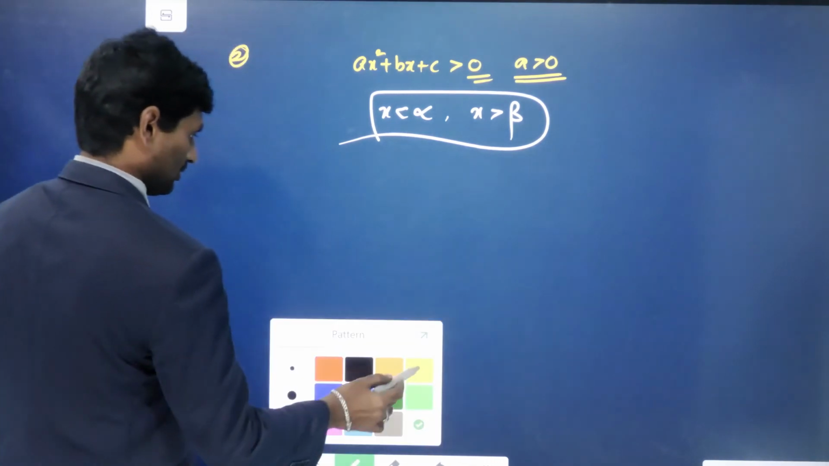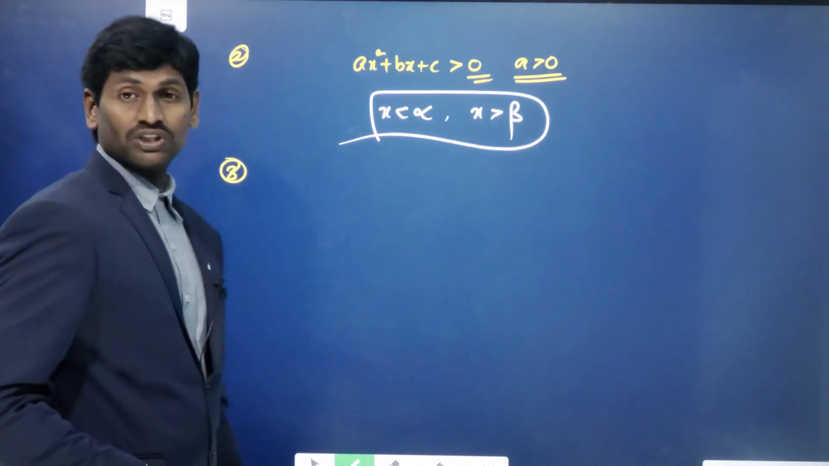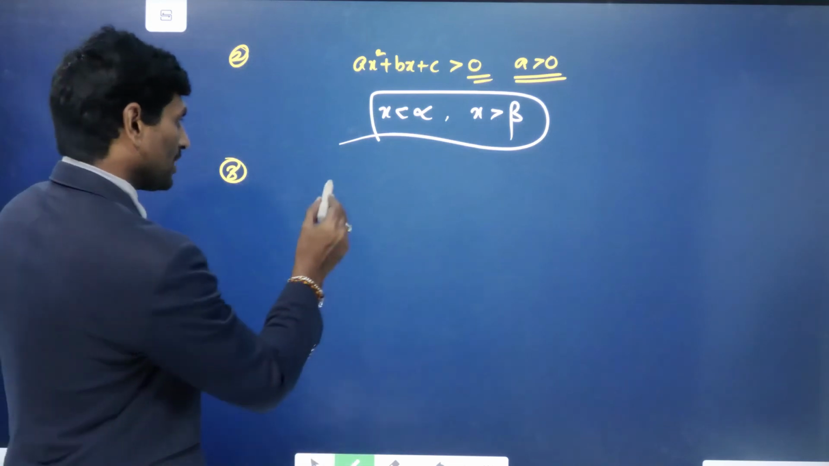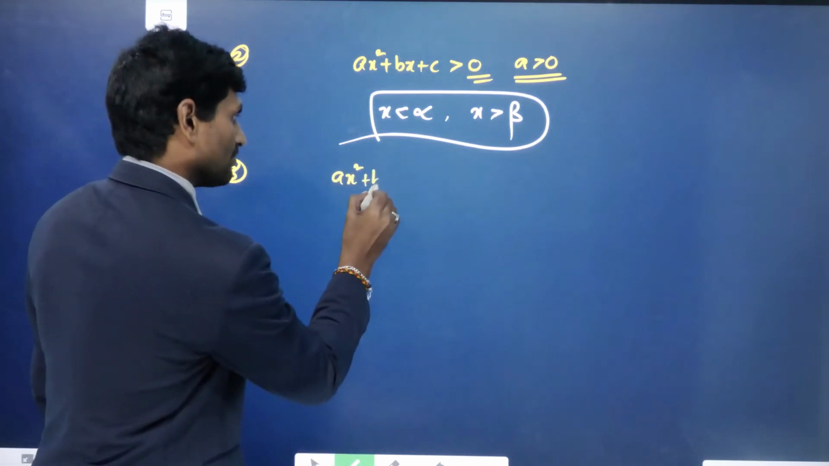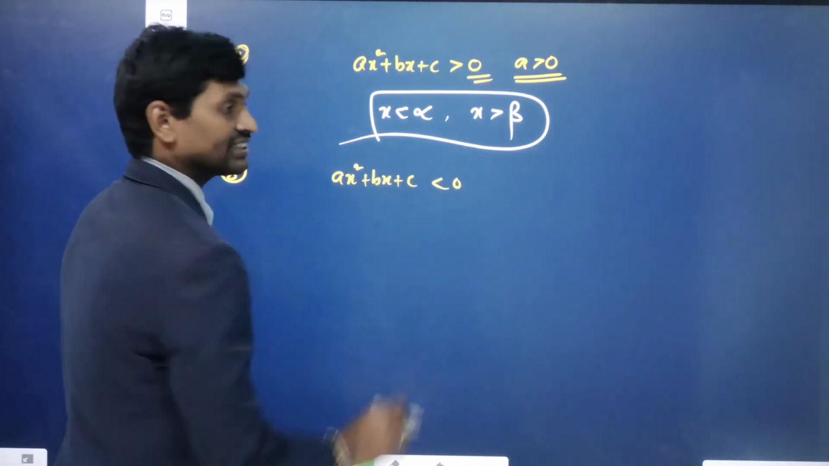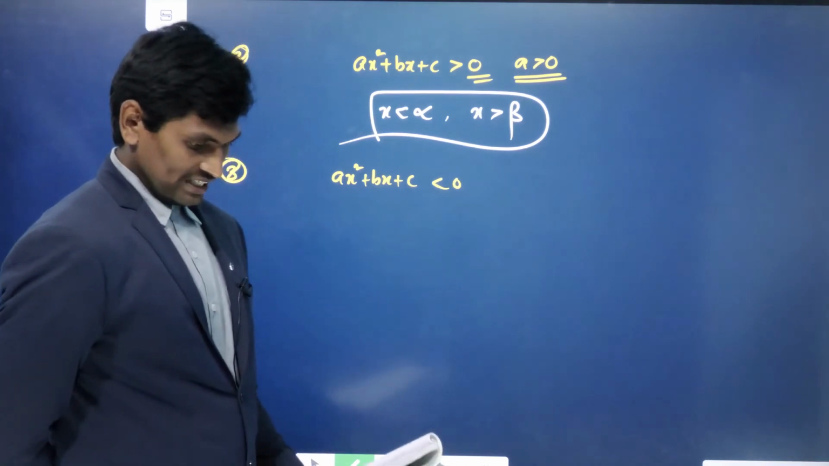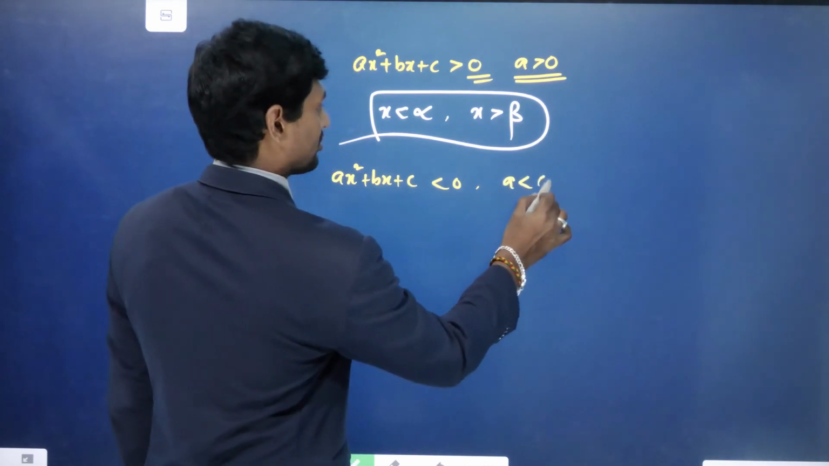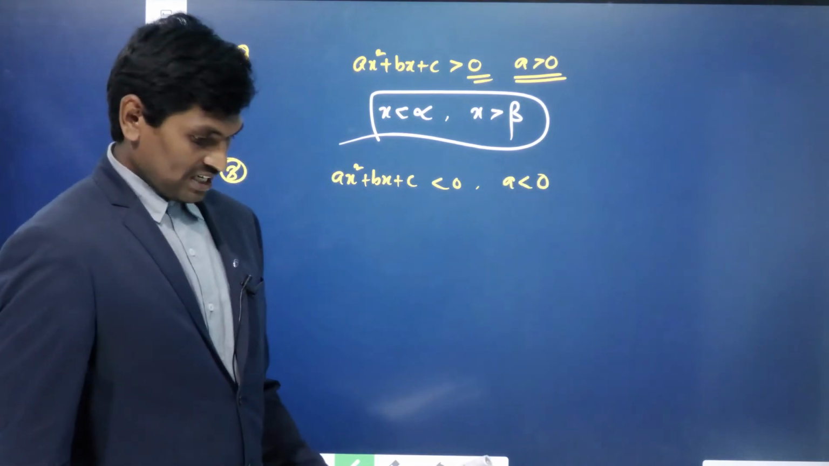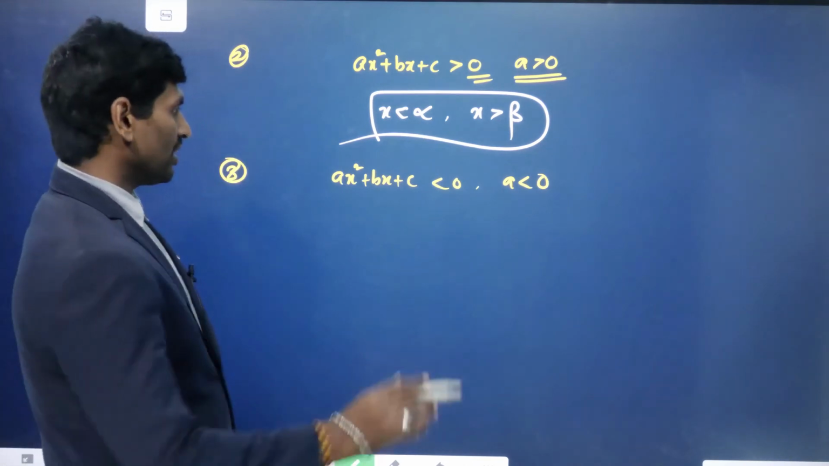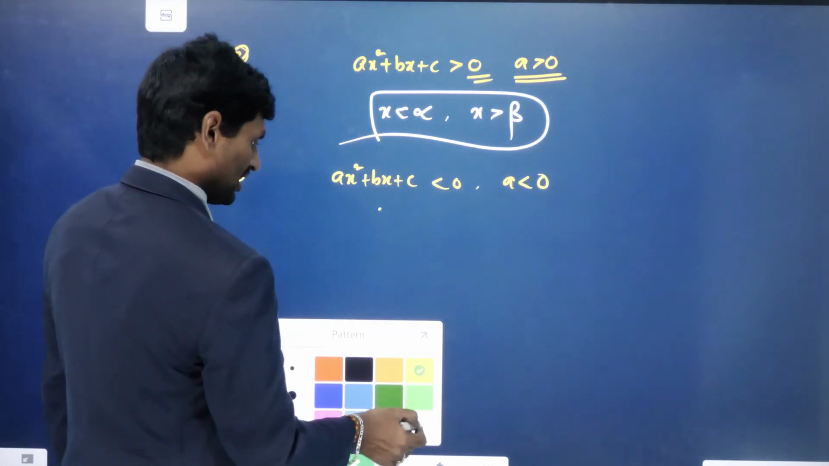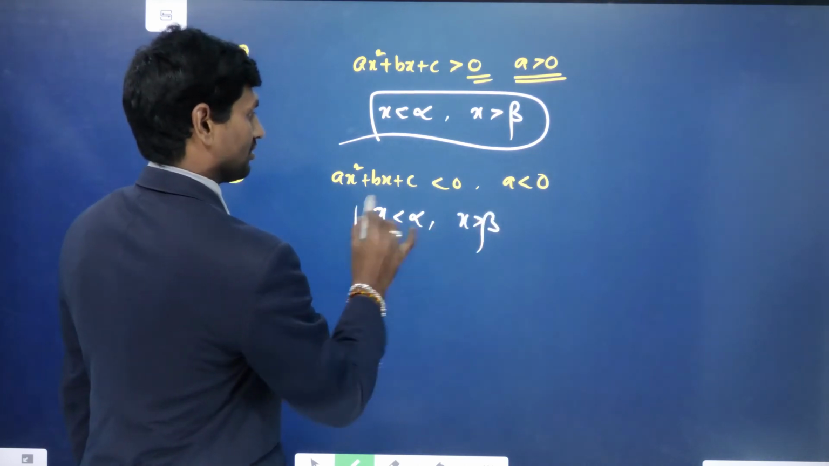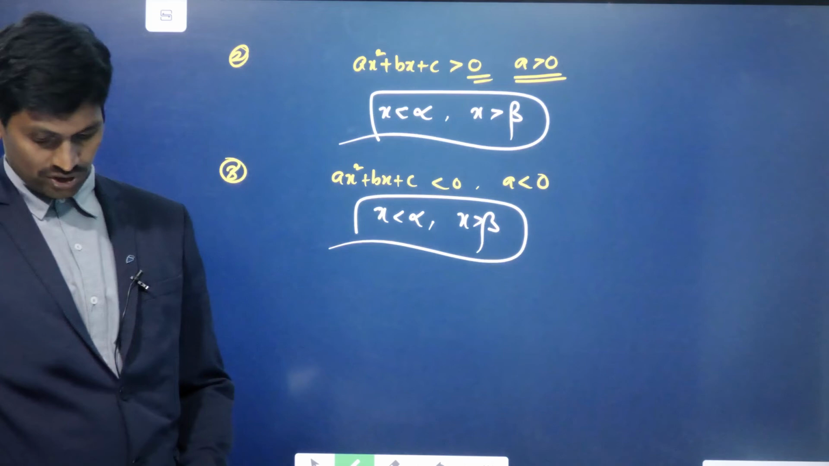Now third, question number 3. The quadratic expression ax square plus bx plus c is negative, nothing but less than 0, and the a value is also negative. Both are negative, and the roots are also given. Same condition as the previous problem: x is less than alpha, x is greater than beta. Please note it.